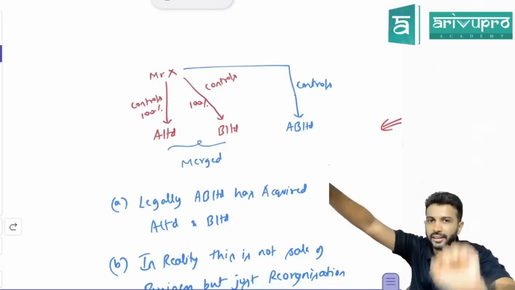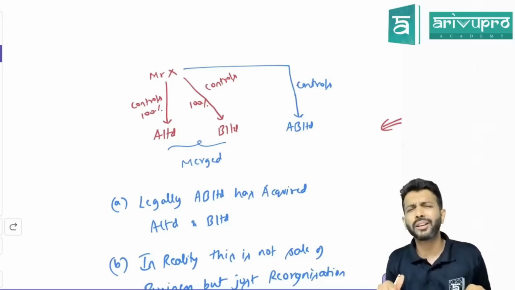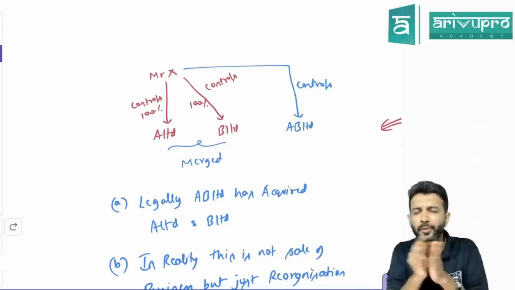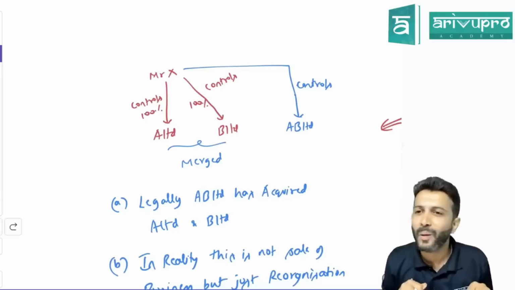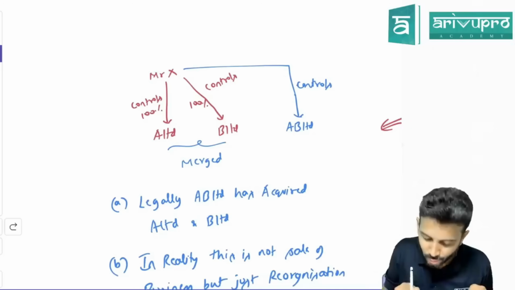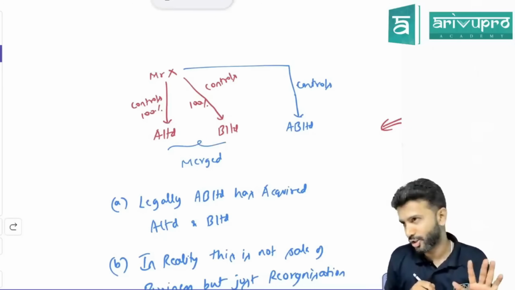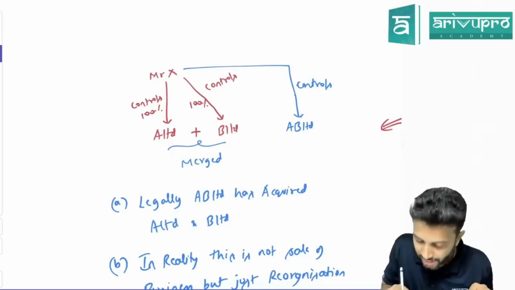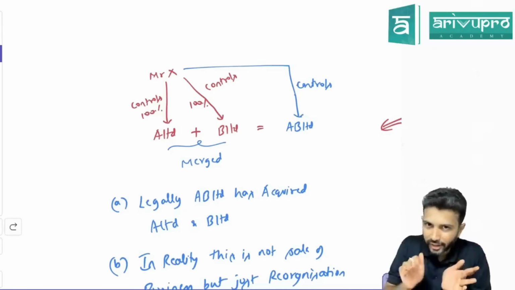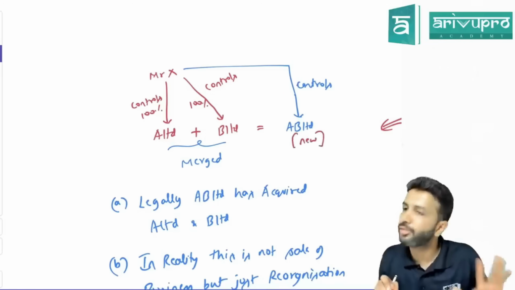A Limited is a separate legal entity. B Limited is a separate legal entity, a separate company. One day he got bugged. He's like, two companies, I'm bored of controlling you both. You become one. Marry and become one. I don't want to control you two individually, I want to control only one company. So the marriage happens, meaning A Limited and B Limited get merged. These two companies got merged and formed a new company called AB Limited.